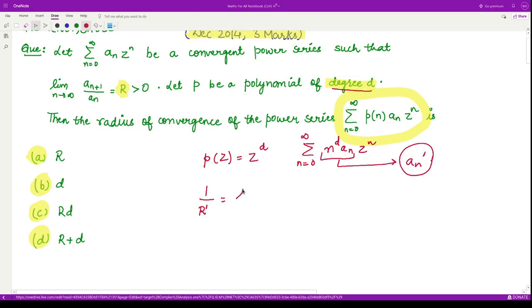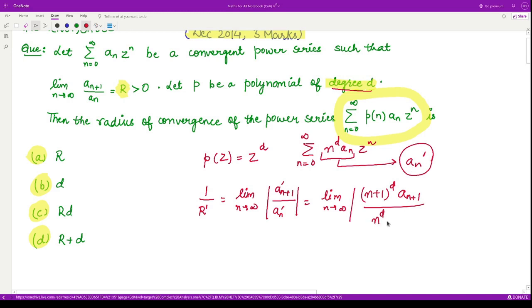So 1 by r dash would be calculated using the limit as n goes to infinity of a_{n+1} dash divided by a_n dash for the new terms. Let us substitute the values over here. So it would be (n+1) raised to power d times a_{n+1}, and for the term a_n dash we would simply have n raised to power d times a_n. So this is the term, and let us solve this.